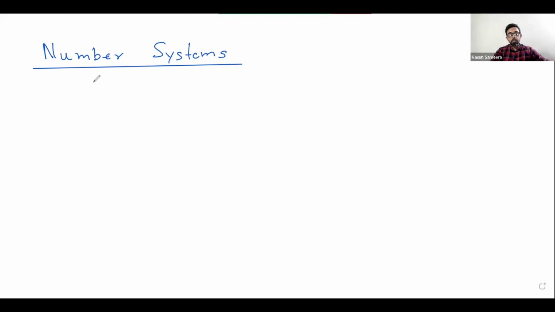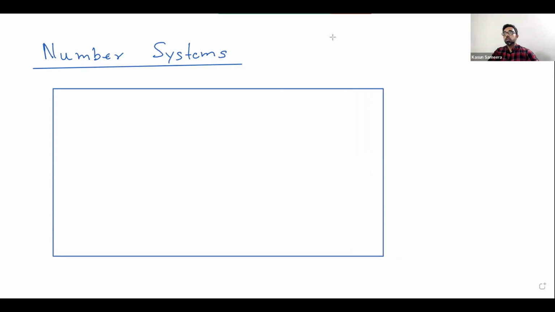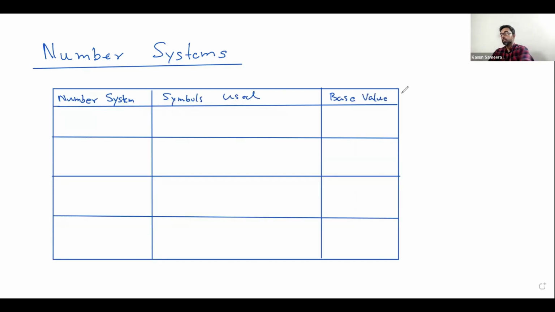Then there's a gap. Humans use one number system, computers use a different number system. Then we have to learn all these number systems, plus additional 2 number systems in your lesson. What are the 4 number systems we use in your lesson? These are the 3 things you need to learn: the name of the number system, the symbols used, and the base number, the base value.